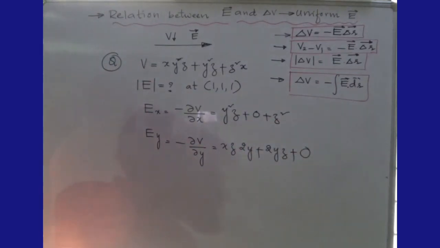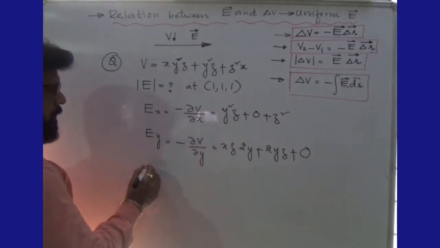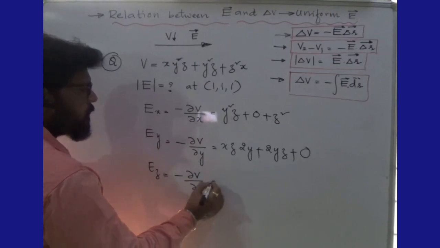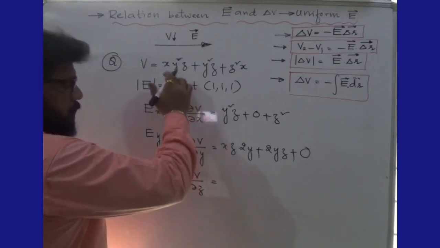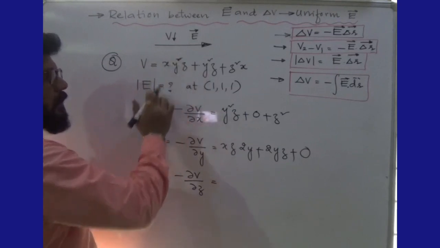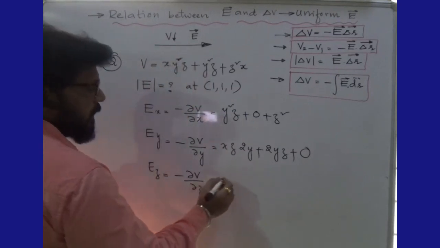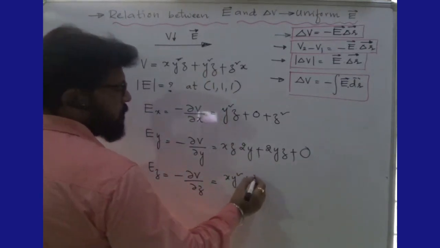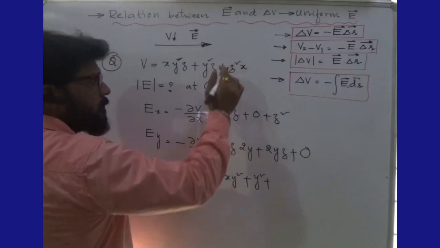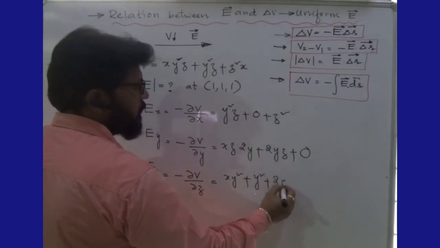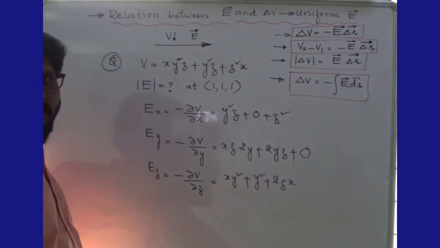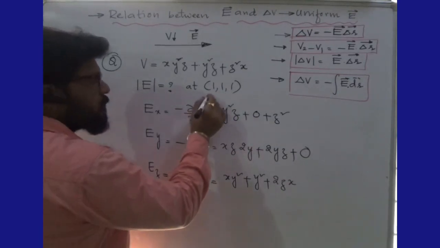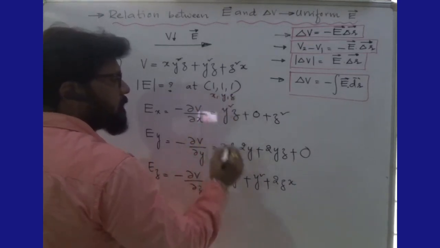Next, Ez is equal to minus dou V by dou z. With respect to z we have to differentiate it. That means x y square, plus with respect to z, which is nothing but y square, plus here if you differentiate, 2zx. Is it clear? Now x, y, z values 1, 1, 1 we have to substitute.